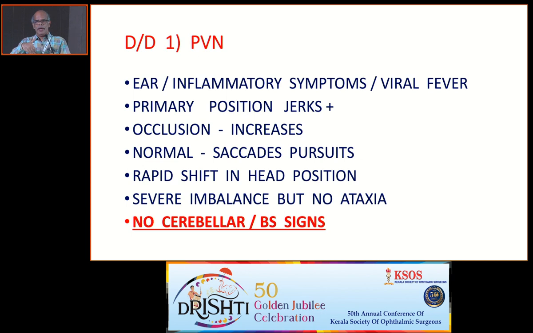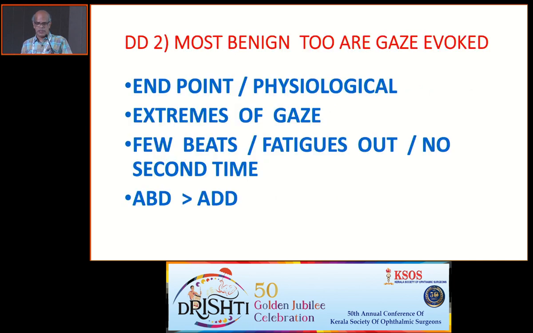And if you occlude one eye, nystagmus increases. That is classical of a peripheral benign nystagmus. And normal saccades and pursuits and rapid shift in head position will exacerbate these symptoms, whatever symptoms they have. They have severe imbalance like a central lesion but no ataxia. So always go for ataxia, limb ataxia, finger nose and dysdiadochokinesis. And of course, you must look for brainstem signs like skew deviation, Horner syndrome and sensory changes.